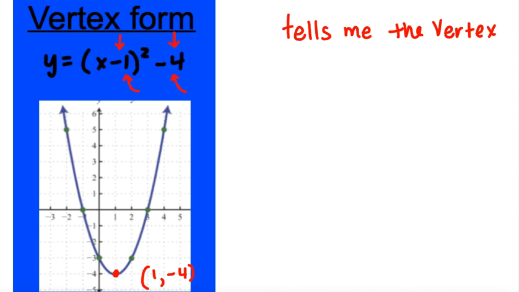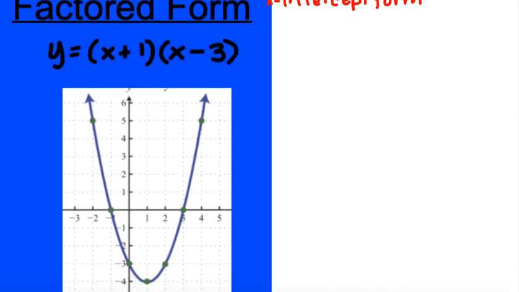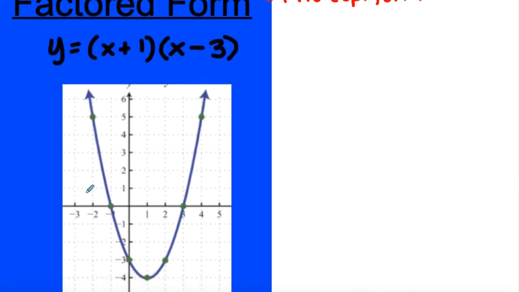All right, let's look at the last form. I love this form. Factored form, remember I called it x-intercept form. We spent a lot of time factoring this year. What did you notice? Well, I see 1 here and I see 3 here, but I see positive 1 here and negative 3 here, but I see 3 and negative 1 here.